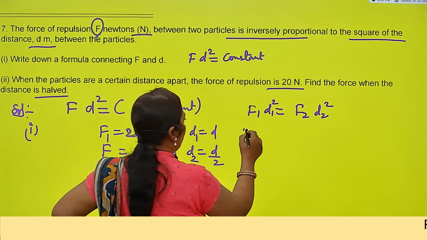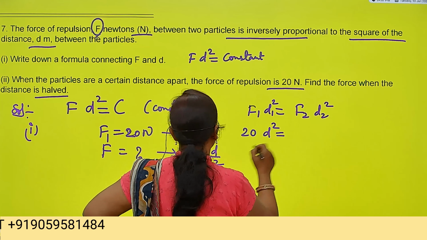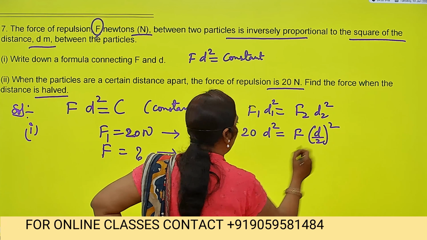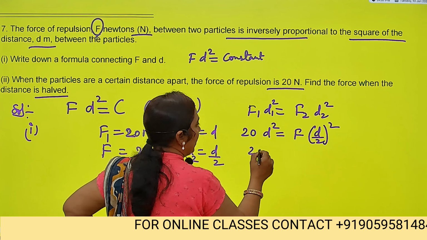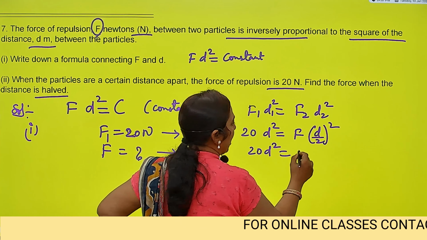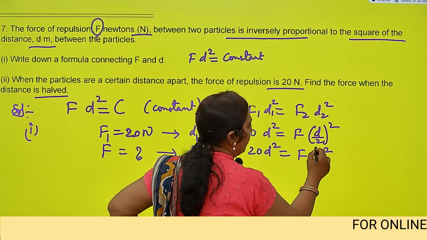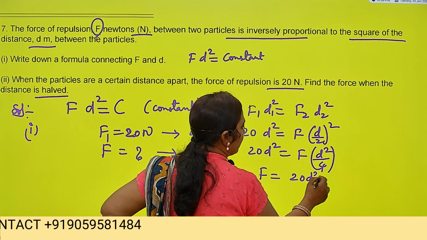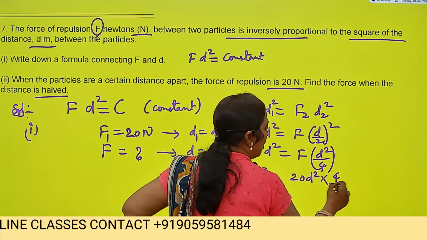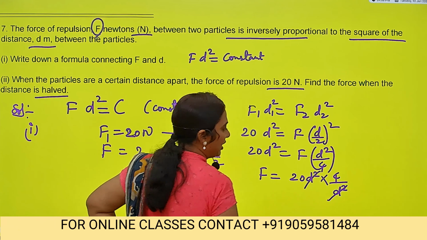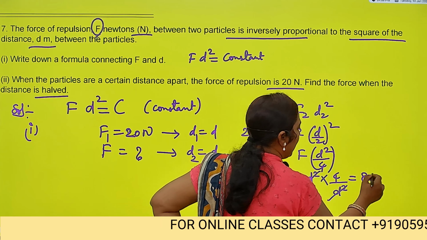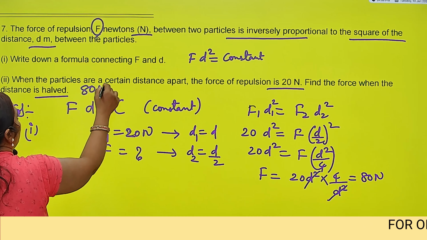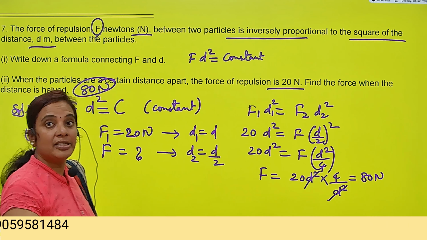Write that: 20 d square equals F, half of the distance means (d by 2) whole square. 20 d square equals F into d square over 4. So what is the force here? F equals 20 d square multiplied by the reciprocal, 4 over d square; d square cancels, 4 times 20 is 80 newtons. What is the answer for this? 80 newtons is the force when the distance is half.